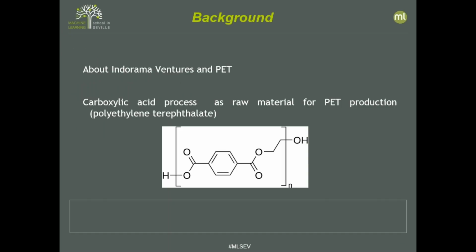We will talk about Indorama Ventures and PET, especially that is one of the most important products that we manufacture. And integrated in it, it is the carboxylic acid process as raw material for PET production. You can see here the chemical formula of the polymer.